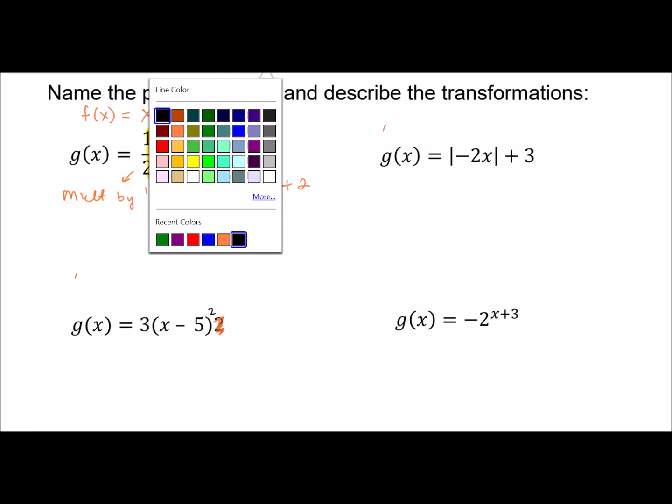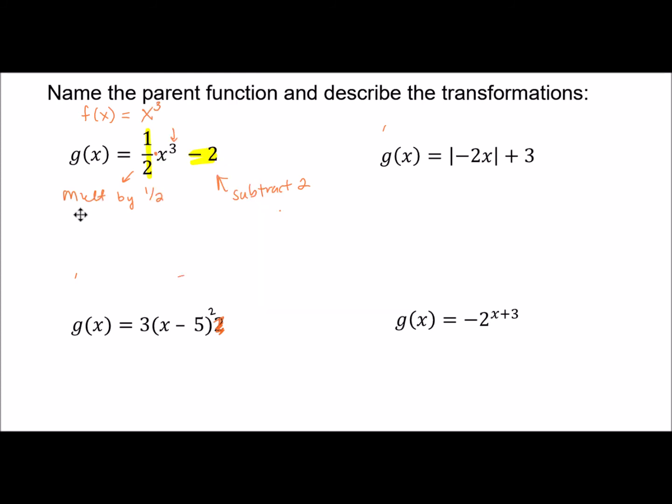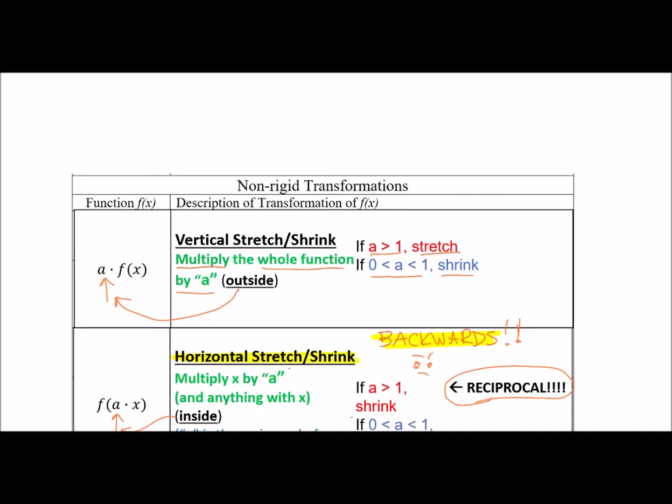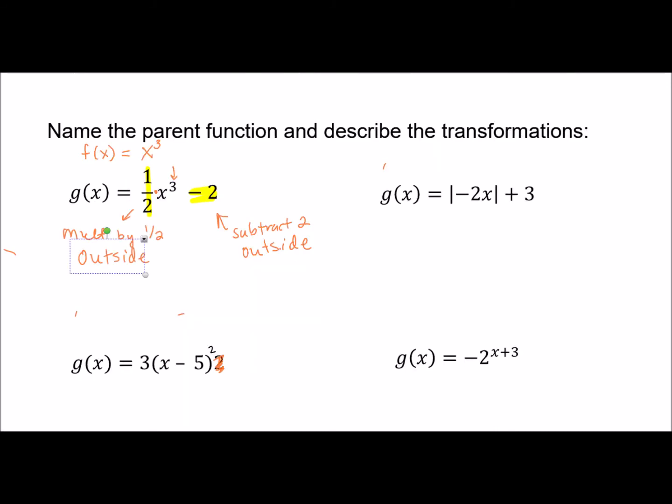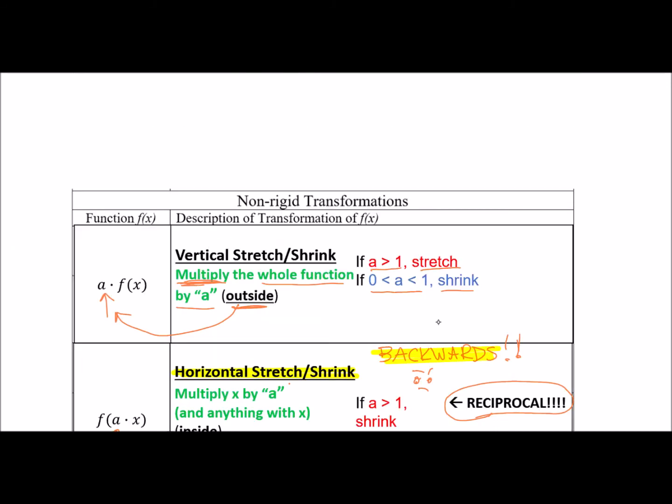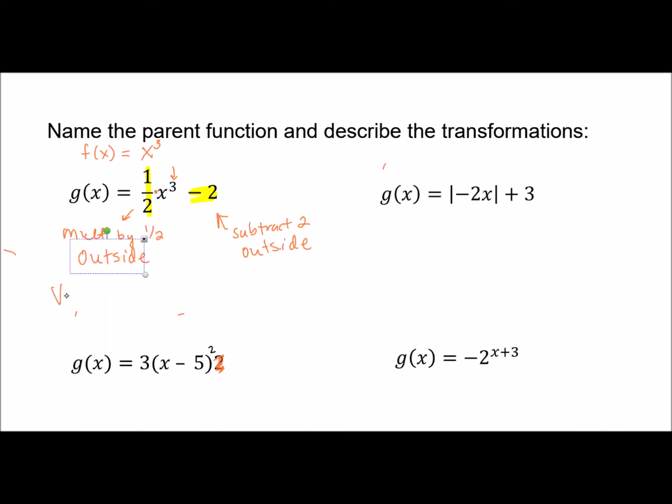Okay, so back to this one. We are talking about outside. I multiplied outside by 1/2, and I subtracted 2 outside. So if you go back to your little reference sheet here, if I'm multiplying outside, then it's a vertical stretch or shrink. I'm multiplying by 1/2, which falls into this category, which makes it a shrink. So to describe this one, you would say vertical shrink by 1/2. Vertical is nice and easy, it makes sense.